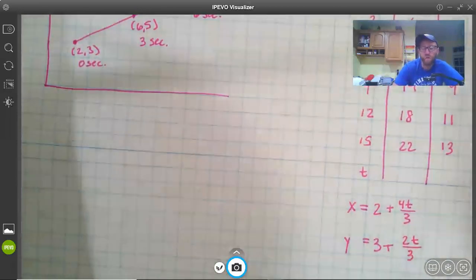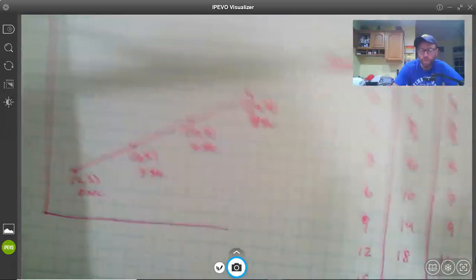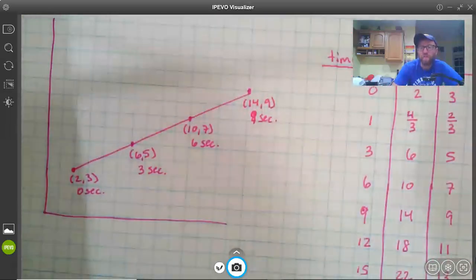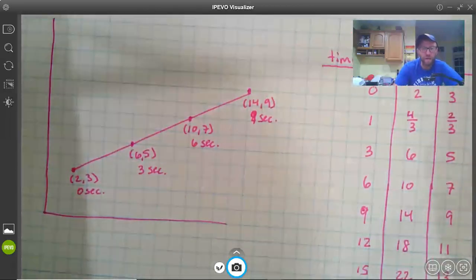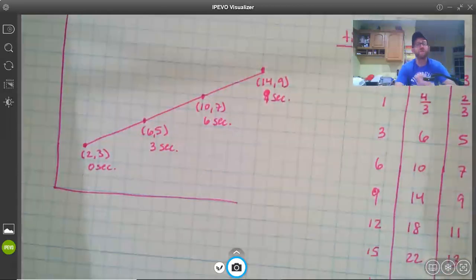We can use these 2 equations. I can plug in any value for t, and I will be able to calculate its x coordinate and its y coordinate separately, for any value of t. So we could ask ourselves some interesting questions here.